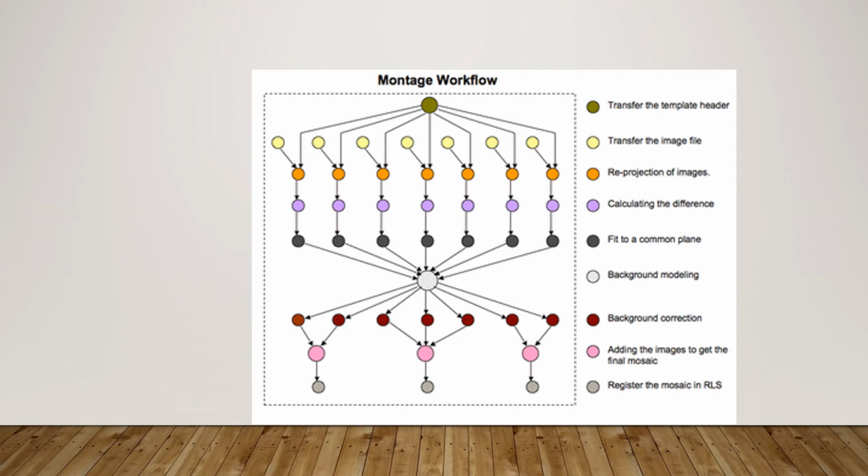Okay, so once the background modeling is created, it then again gets split into background correction, adding the images to get the final mosaic, then registering the mosaic. So all these things, okay, this is what we call a workflow.